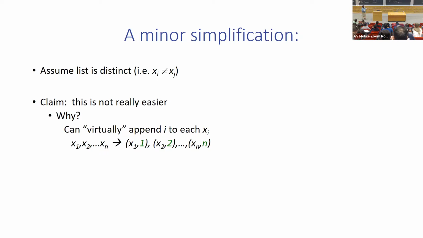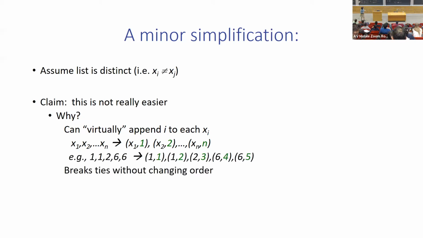So if I have the list x_1 through x_n, in my head I'm going to think of x_i as being (x_i, i). So if you're 2 and I'm 2, you're (2, i) and I'm (2, j). So two equal elements, this is (1, 1), and this becomes (1, 2). And if there was another one down here, it would be (1, 10) or whatever. This breaks ties without changing the order. So now my list is distinct. And this is all we're doing implicitly in our heads.